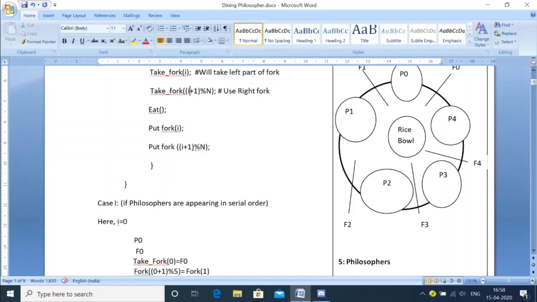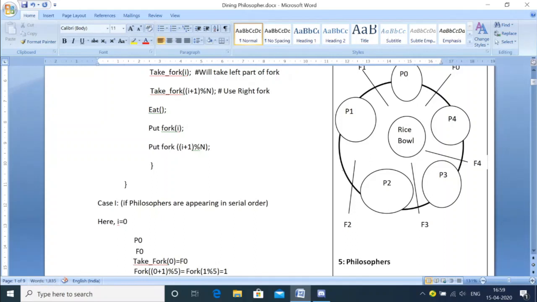0 plus 1 is 1, modulo 5. So what is 1 modulo 5? Modulo always gives me the remainder, isn't it? If I divide 1 by 5, what will be the remainder that I'll get? 5 ones are 5, which is more than 1, so it has to be 5 zeros are 0. So 1 will come down. So 1 is the remainder.